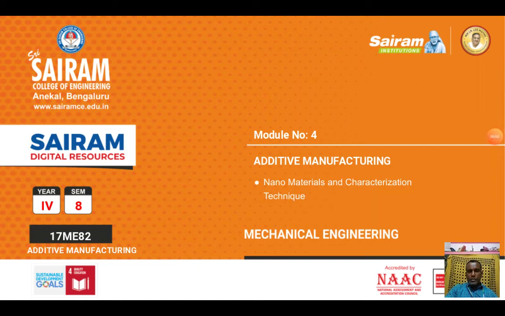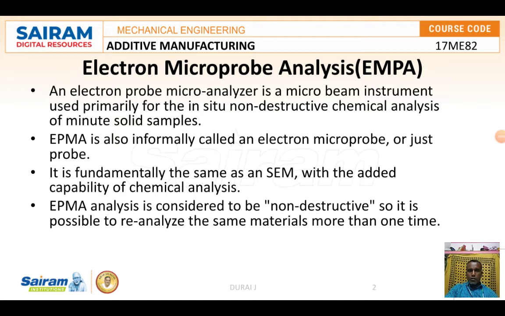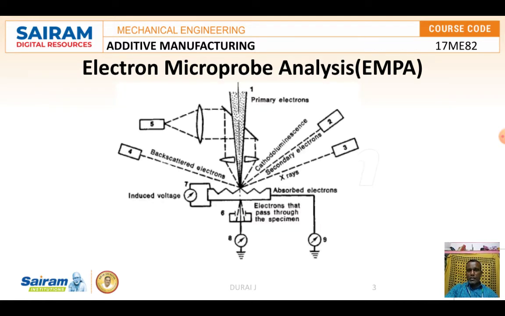Good evening everyone. In this video we are going to discuss electron probe microanalysis. This is also called electron microprobe analysis. In electron probe microanalysis, the micro beam is mainly used for non-destructive chemical analysis of minute solid samples.